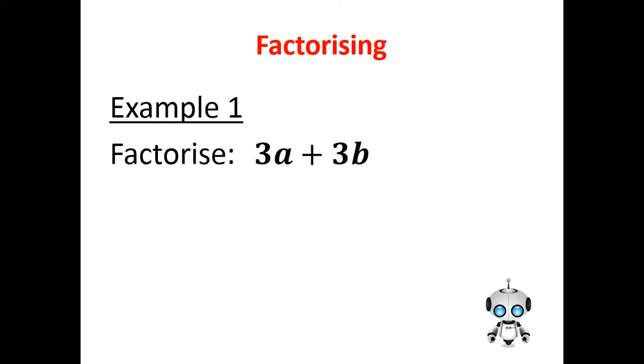Right, here's our first example. Example 1, factorise 3a plus 3b. They both have 3 as common factors, so we're going to take 3 out the front of the brackets.